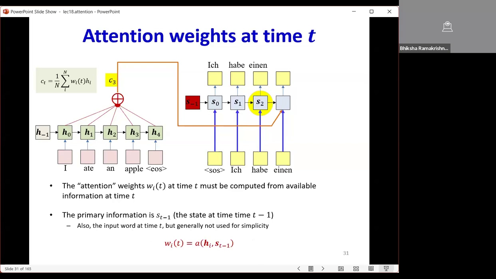Is C3 only added to the decoder's most recent state, or to all S_i? C3 is specific to the third output over here, this column. Over here, you'd have C2. We'll go through this in a little more detail.